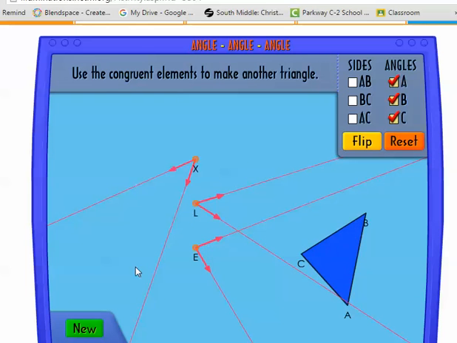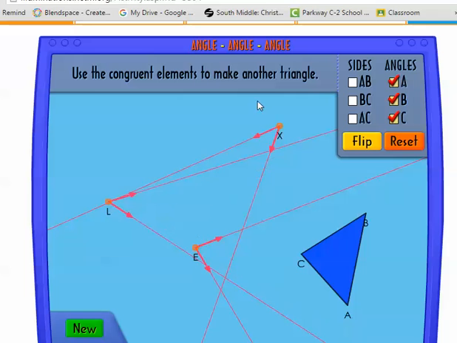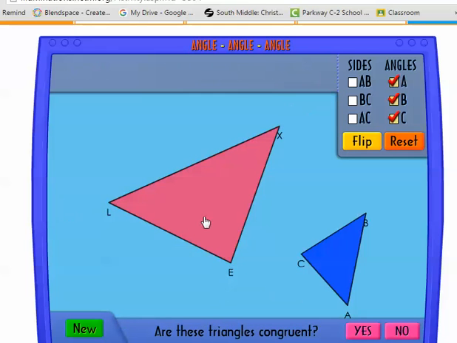Now we're going to take those exact same 3 angle measurements and see if we can create a triangle that is not congruent to triangle ABC. And you can see right away, it's pretty easy to do. So I have a pair of triangles, the side lengths are not the same, but the angles are the same. We do not have a pair of congruent triangles.